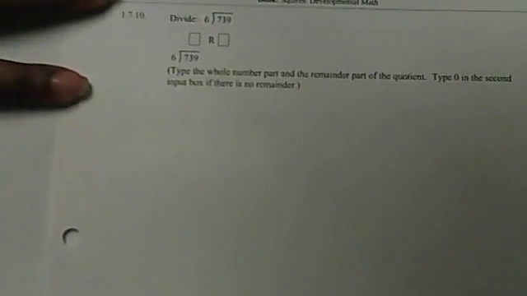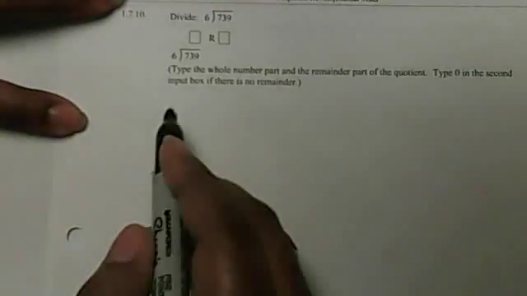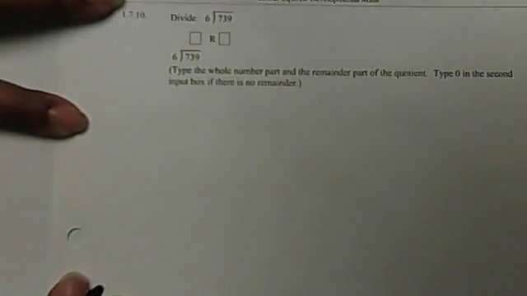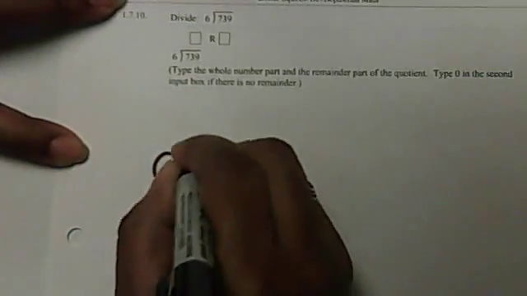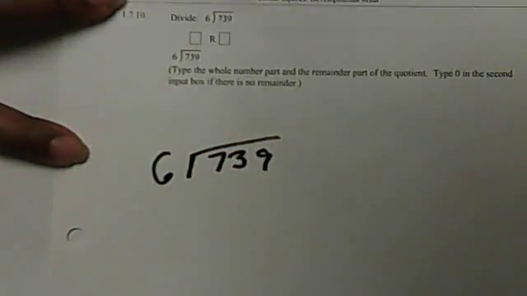So you can work it with me. We're doing 739 divided by 6, and as you can see, make sure you put 739 in first. Of course we can do it by hand, right?